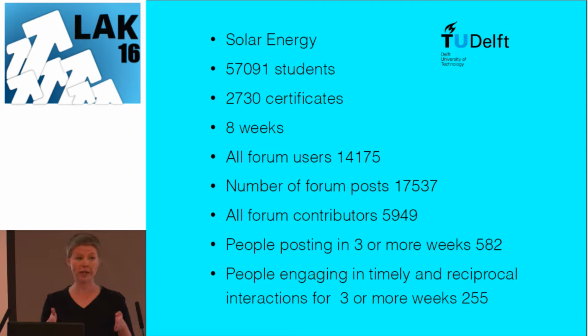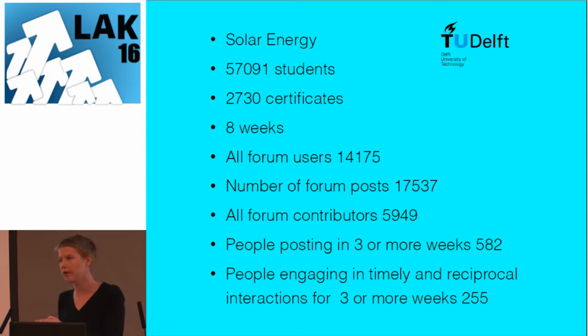Not only within those 8 weeks, because we only analyzed the 8 weeks of the course. All people who made at least one forum post were almost 6,000. Now, people posting in 3 or more weeks, that would be just the regularity criterion, were 582 people. People who engaged in timely reciprocal interactions for 3 or more weeks, the ones that we're looking at, were 255. And I'll just add a metric here: people who made a post, we don't know how many, in every week of the course were 12.